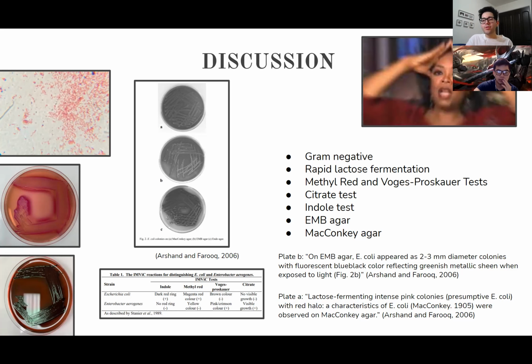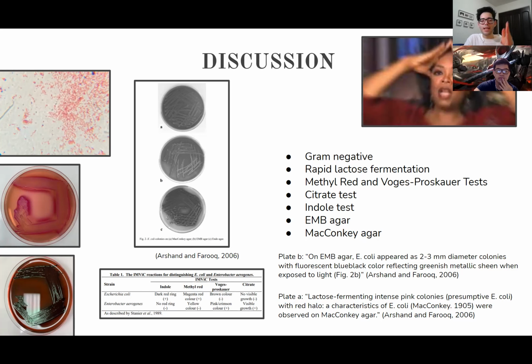So essentially, on an EMB agar, as you can see on the agar plates and the table, a green metallic sheen gives a good indication for E. coli, and any lactose-fermenting intense pink colonies or red halo on the MacConkey agar is also a very good indication of E. coli, as said on the bottom right. And right next to it on the table, as we can see, E. coli should have a positive indole test, a positive methyl red test, a negative Voges-Proskauer test, and a negative citrate test, which all matched our results.